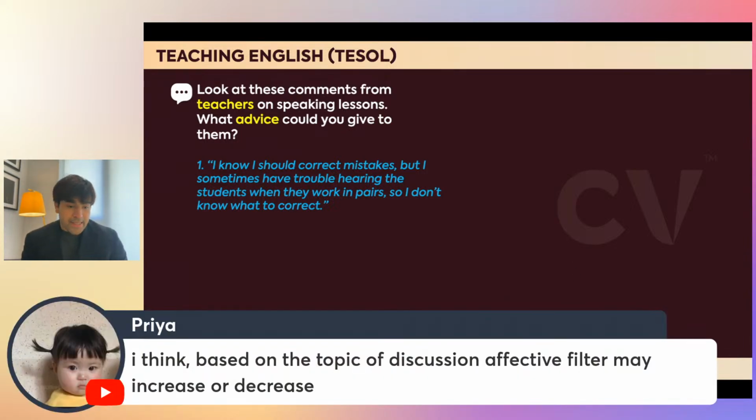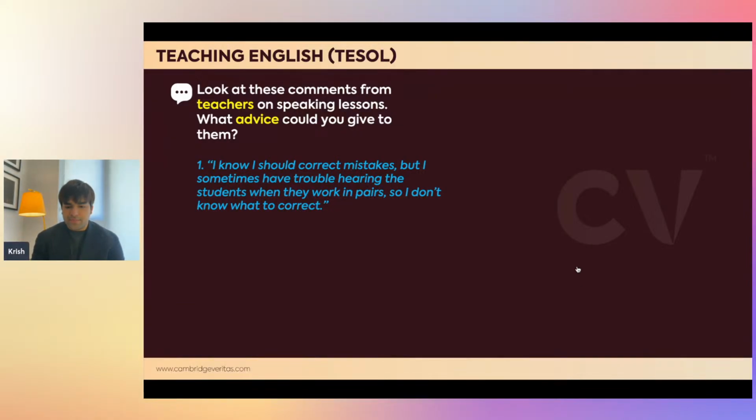Hamza, Priya has said a wonderful point, and I really like Priya's point. She says, I think based on the topic of discussion, affective filters may increase or decrease. Yes, that's true. Very valid point. Well, what is your opinion related to this?